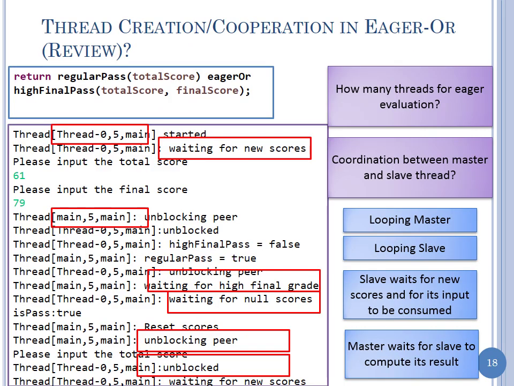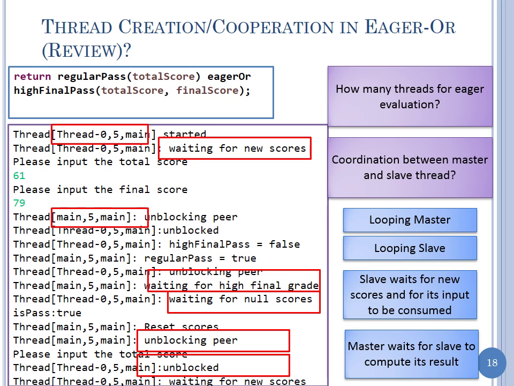We have to somehow create... So when you create threads, that's not hard. The challenge is how to synchronize them. And in our problem, which is quite simple, the first question I asked you was, how do we... So we want to parallelize this. We want to evaluate regular pass and high final pass in parallel.